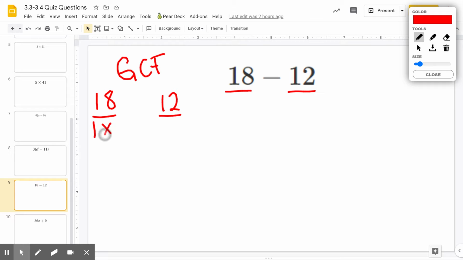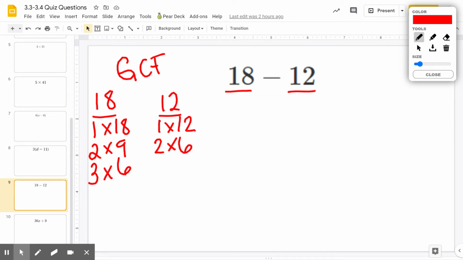We know 1 times 18. We know 2 times 9. We know 3 times 6. 4 doesn't work, 5 doesn't work, and 6 is already here, so we're done. Let's look at 12. We know 1 times 12, 2 times 6, 3 times 4, and 4 is the next number, and it's already here, so we're done.